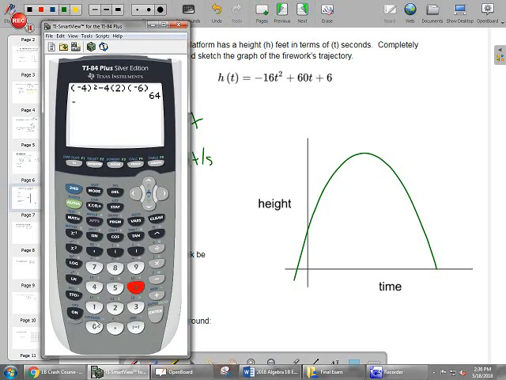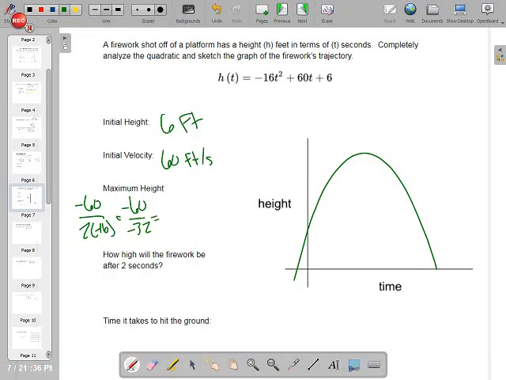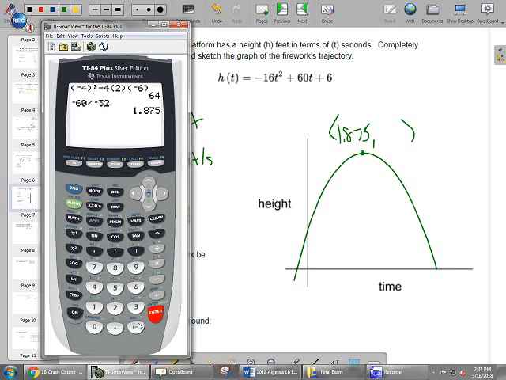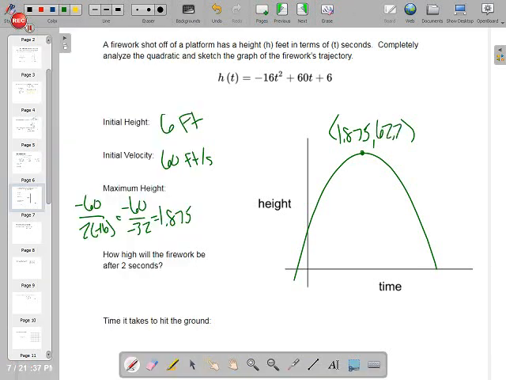So I'll bring up my calculator. Negative 60 divided by negative 32. That is 1.875. That means that the firework reaches its maximum height in 1.875 seconds. But we need to figure out the height of the firework, and the way we're going to do that is we're going to plug in 1.875. So negative 16 times 1.875, that's t squared, plus 60 times 1.875 plus 6, and I get 62.25.